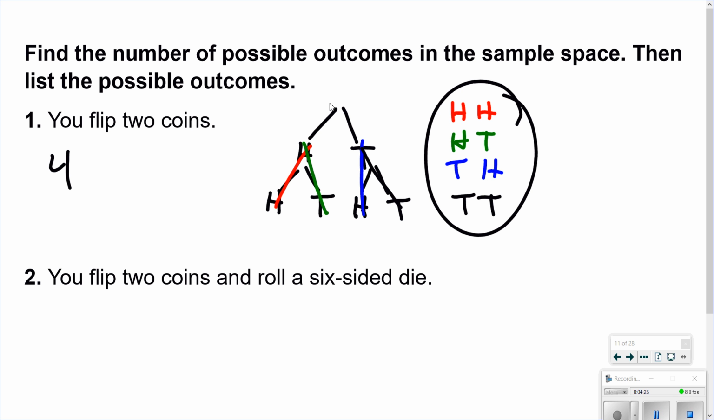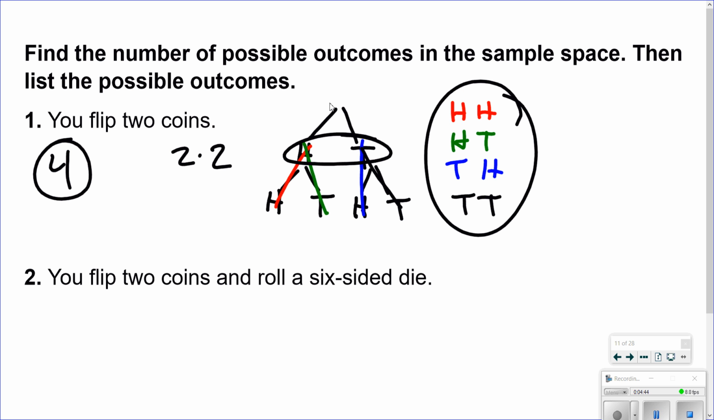Again, I want to point out the first event right there. It had 2 possible outcomes. You flip a coin. The second event, flipping the other coin, there's 2 possible outcomes. 2 times 2 equals 4. So you can think of a shortcut way of finding the possible outcomes.